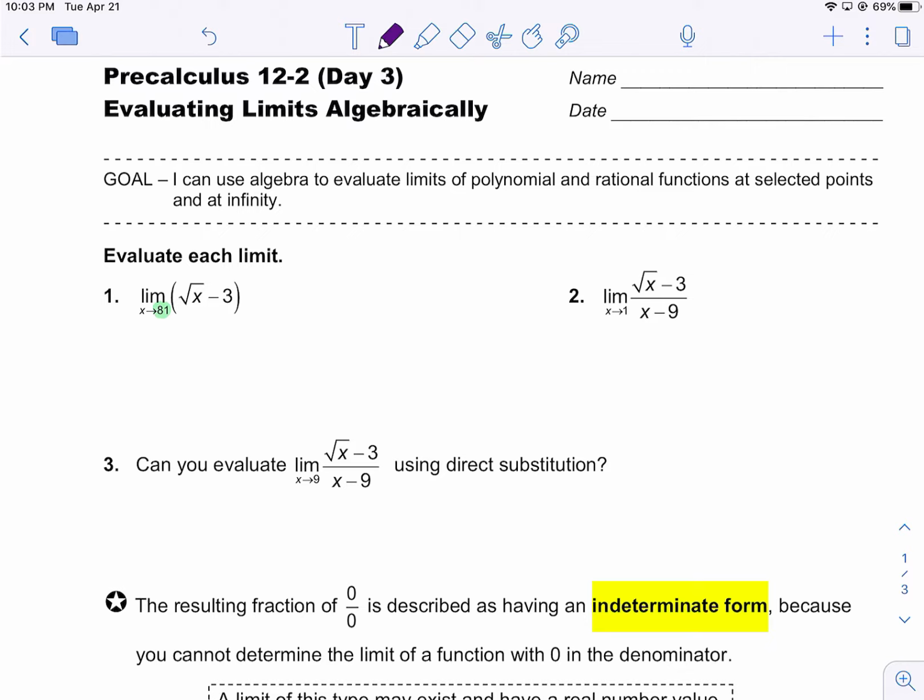start with direct substitution. So direct substitution gives us the square root of, we're evaluating this at 81, so this is the square root of 81 minus 3. Square root of 81 is 9, and so that's 9 minus 3, or a value of 6. So that means the limit as x goes to 81 of square root of x minus 3 is 6.